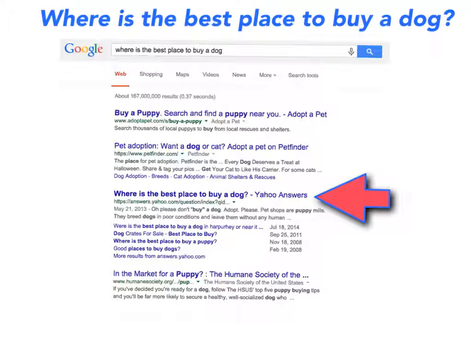So going back to my research question, I have to remember what I'm trying to find out. I'm trying to find out where is the best place to buy a dog. So yes, while that site at Pet Finder might be educational and have some great articles about pet adoption, it really still doesn't help me answer my question. So I'm going to move to my third search result.